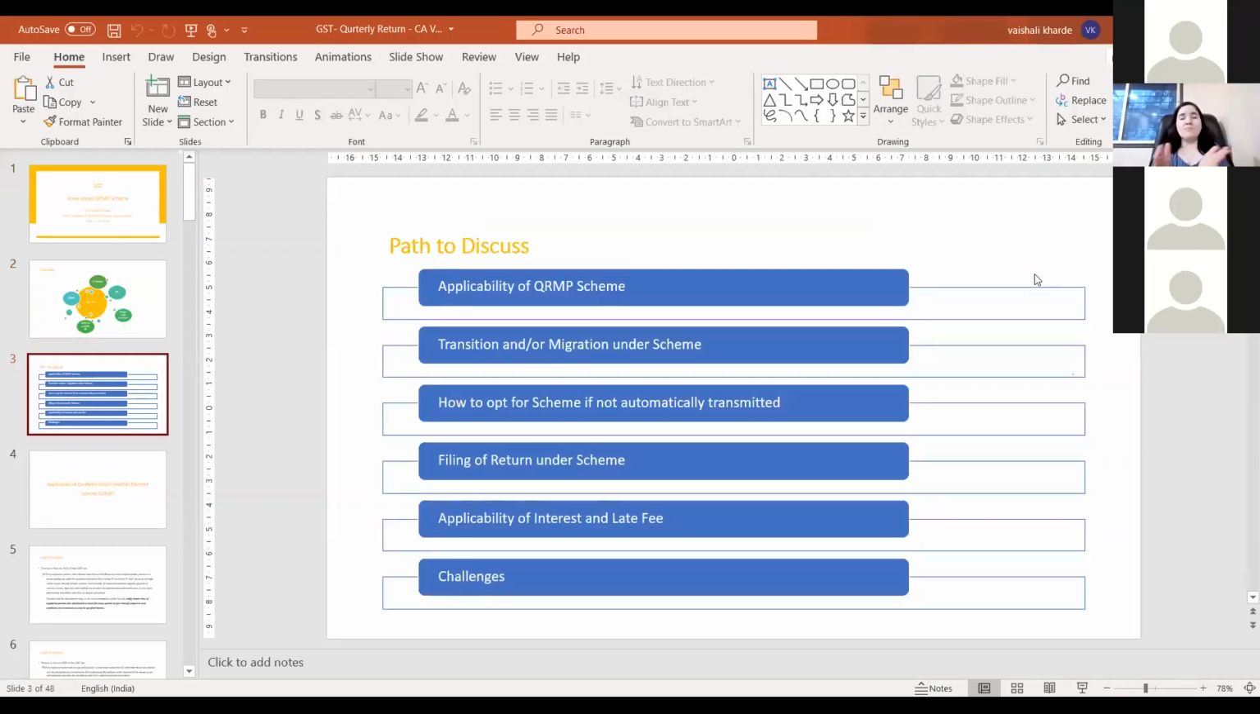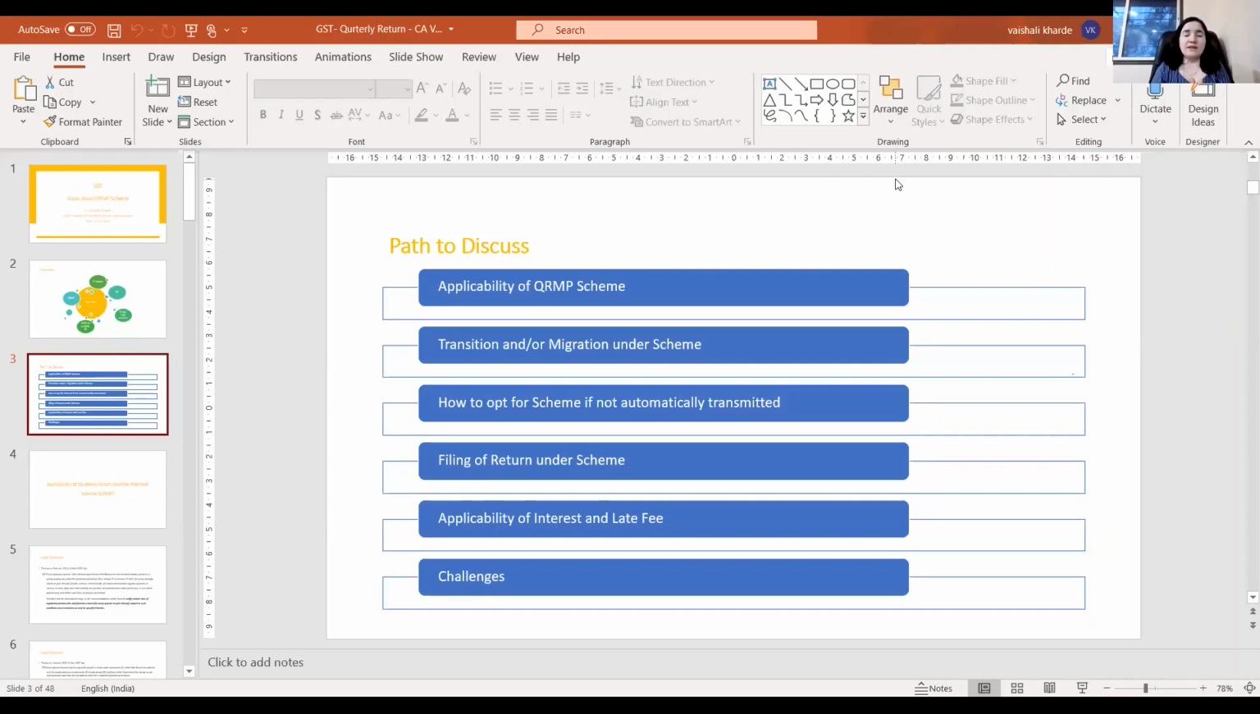As far as the QRMP scheme is concerned, which is the topic of today's discussion, we are going to discuss first the applicability of the scheme, that means to whom this scheme is applicable. Then how you have to transit or migrate under the scheme, and how to opt for the scheme if not automatically transitioned. That we are going to discuss.